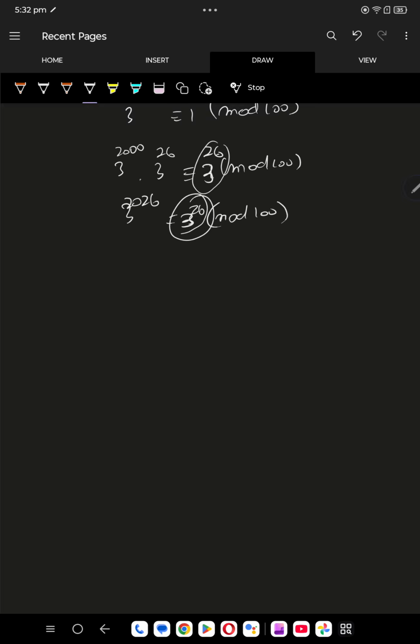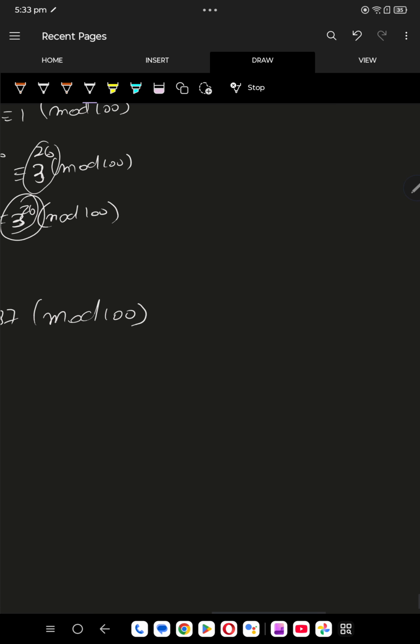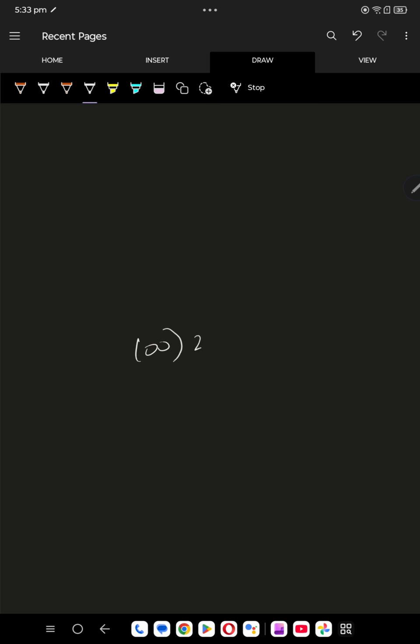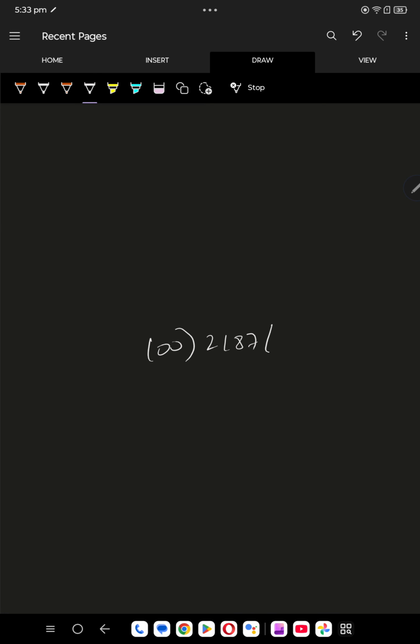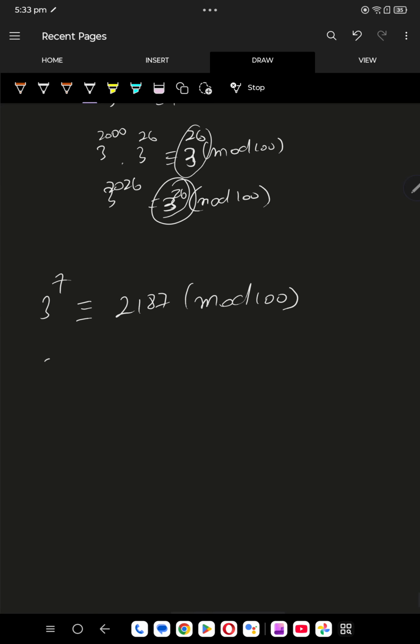Okay, let's take 3 power 7 and do. So 3 power 7 is what? 2187 mod 100. Do you know how to reduce mod 100? 2187, that's going to be 21 times 100, so that's going to be 87. That's going to be basically the last two digits. I'm just showing you how we got it.